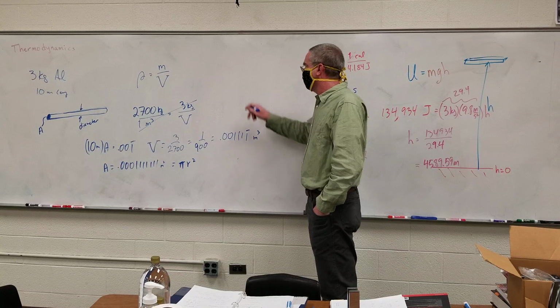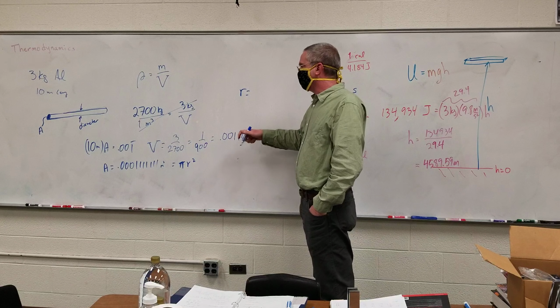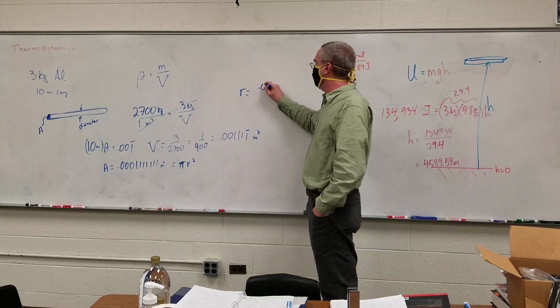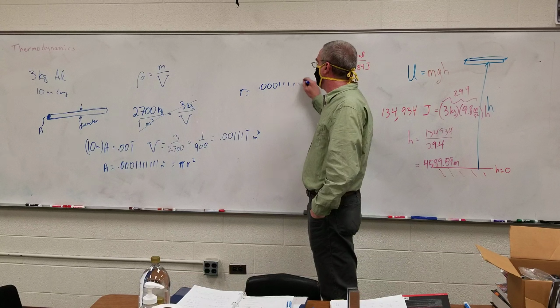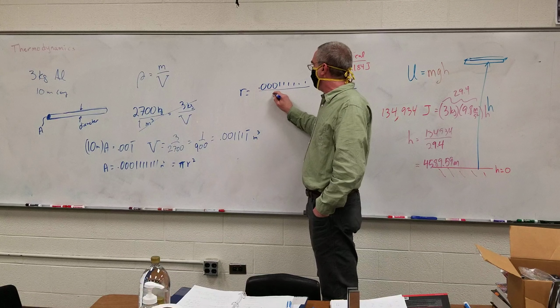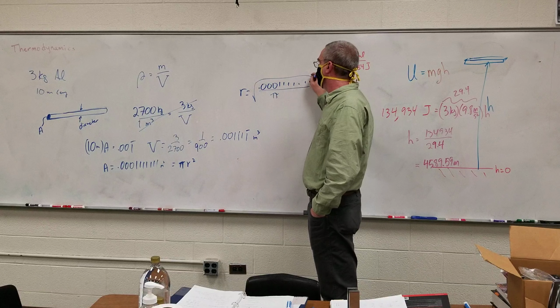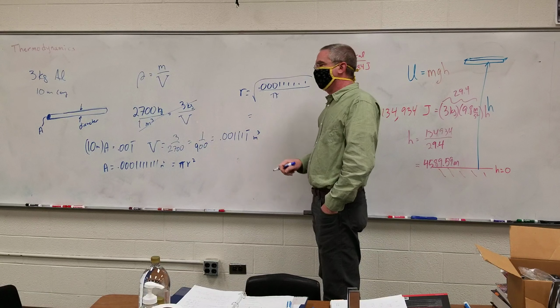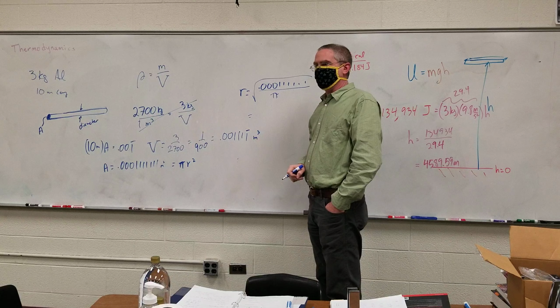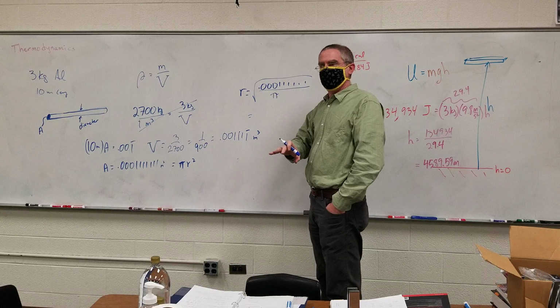Yeah. So r is just my area there, 0.000111111 divided by pi, and then take the square root. And this answer is going to change your life.